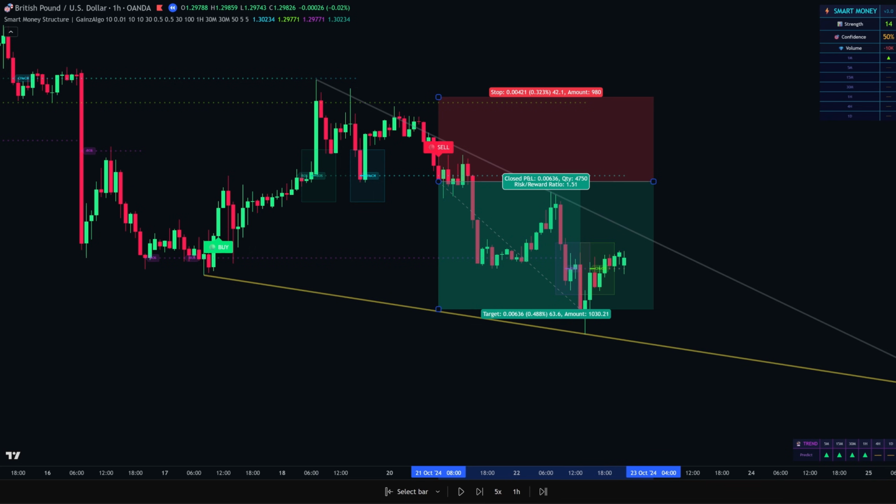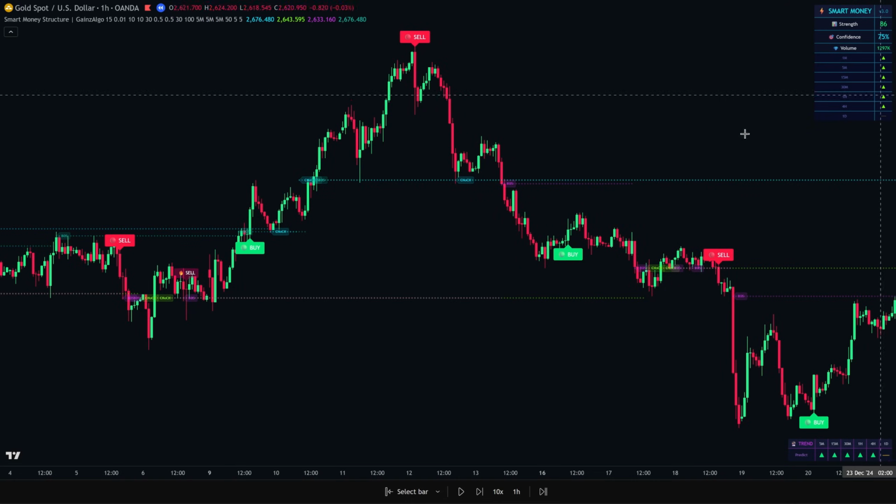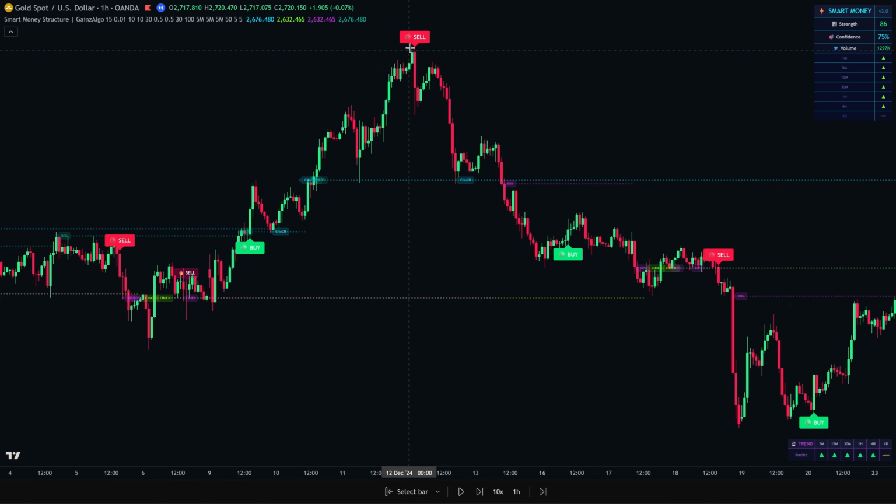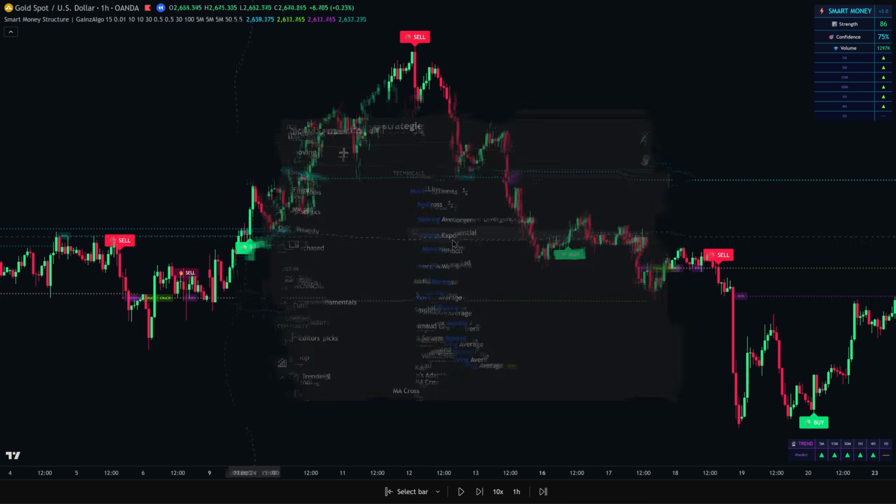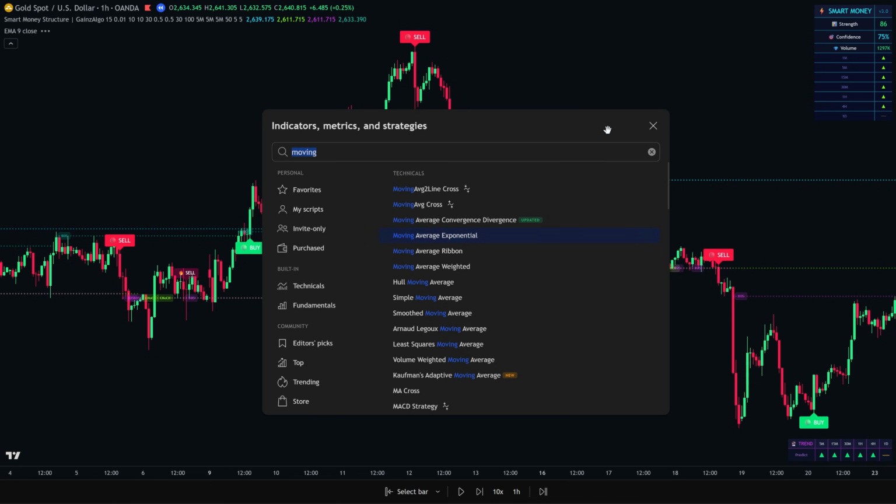Now let's backtest more trades on gold 1-hour time frame. While doing this backtest, we will only take buy signals in an uptrend and sell signals in a downtrend using the smart money structure indicator signals. To make this process easier and more visual, we need a clear way to identify the overall trend direction. For that, we will add a moving average to the chart.